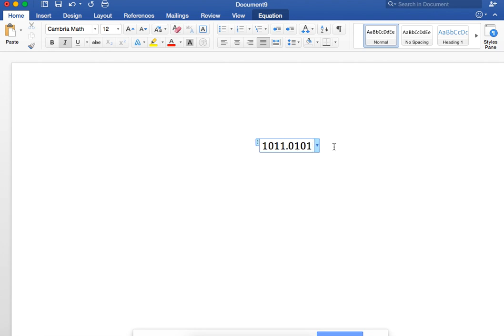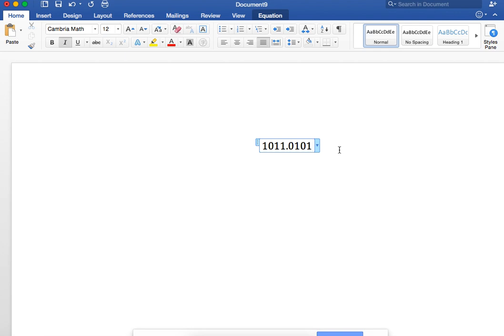Now, this number is a binary with a point. That means it's a binary decimal with a decimal point here. So it has an integer part and a fraction part. On the left side of this period is the integer part. On the right side of the period is the fraction part. Now, students just need to understand this.